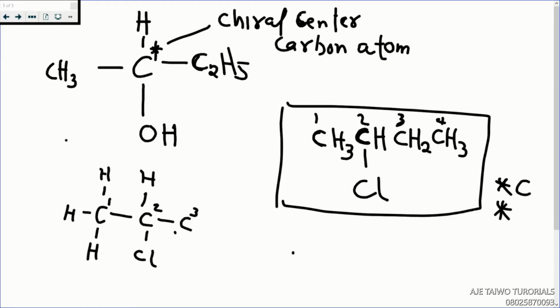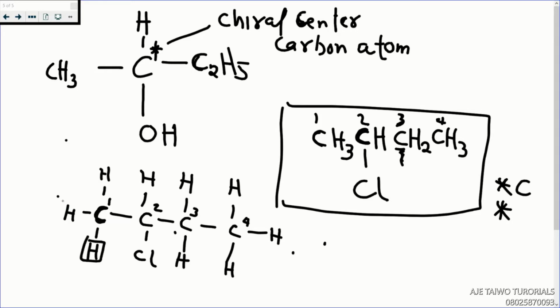Carbon 3 is attached to who? This carbon 3 is attached to two hydrogens, and is now attached to carbon 4. Carbon 4 is attached to hydrogen, hydrogen, and hydrogen. So if you look at it very well, which carbon atom has four different groups surrounding it? This carbon, yes, it has four groups surrounding it, but they are not different. Three are hydrogen, so carbon 1 is not a chiral center.